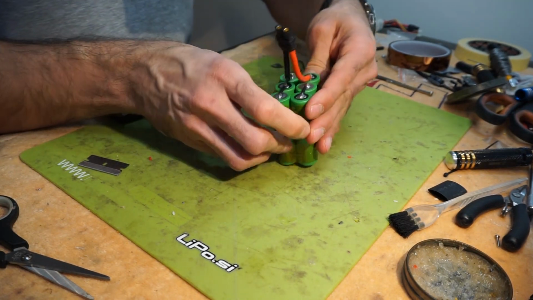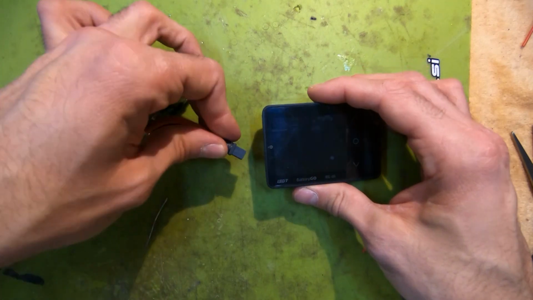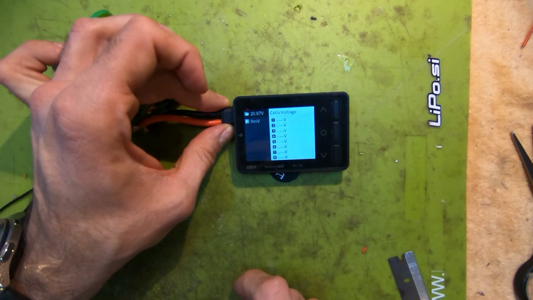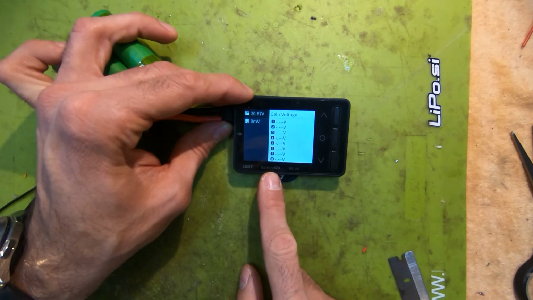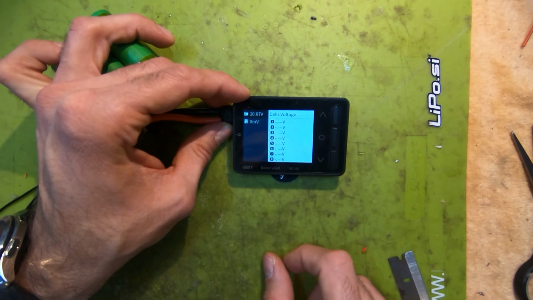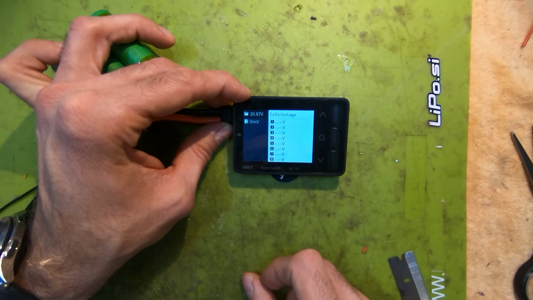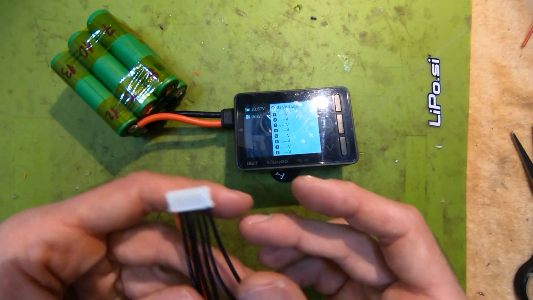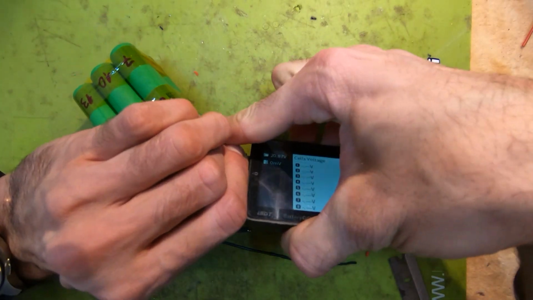So if everything is okay, our main battery voltage should be 20 volts. That corresponds to 6S voltage. Also, we don't have cell reading because we need to solder up our balance plug. So let's do that.